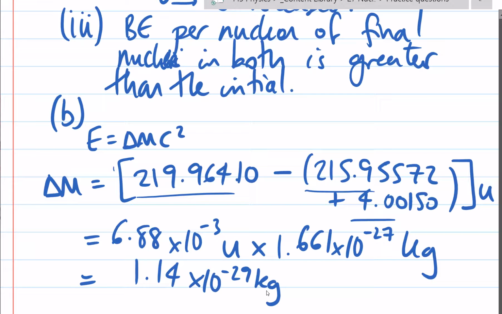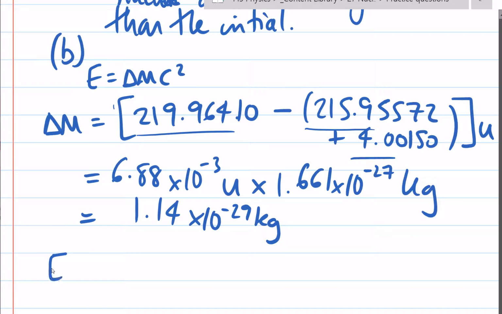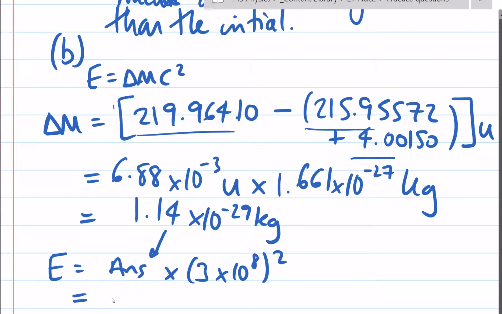Don't clear your calculator because we're going to use that. Then the energy is this answer times c squared, so 3 times 10 to the 8 squared. Do not forget to square it. That comes out, rounded to 3 significant figures, as 1.03 times 10 to the minus 12 joules.